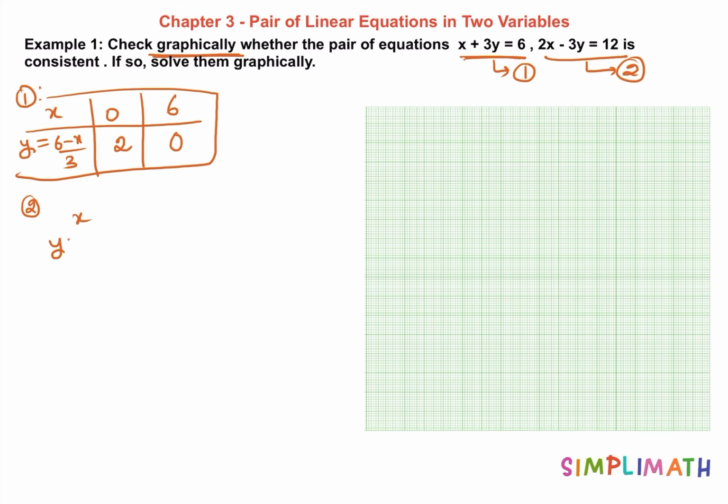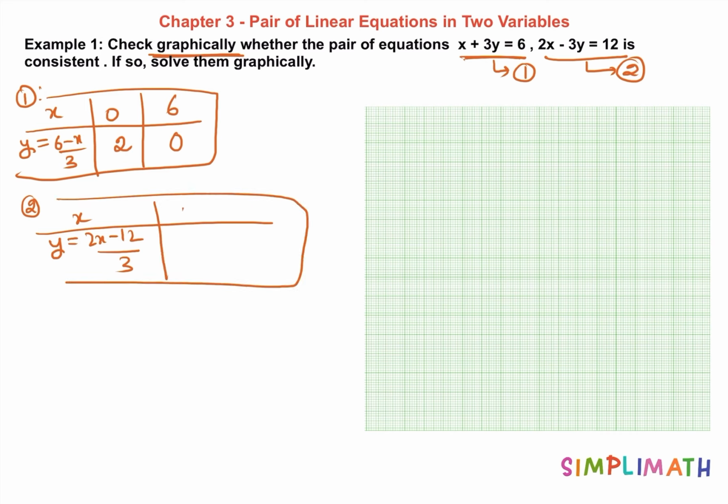All right, so when we find out such points, similarly for equation number 2, what I can say is here y equals 2x minus 12 by 3. Alright, so when x equals 0, we get y equals minus 4. When x equal to 6, we get y equal to 0. Okay, so now let us plot these equations on the graph.